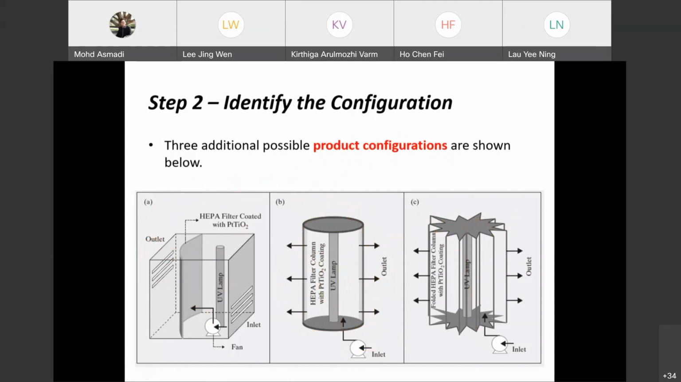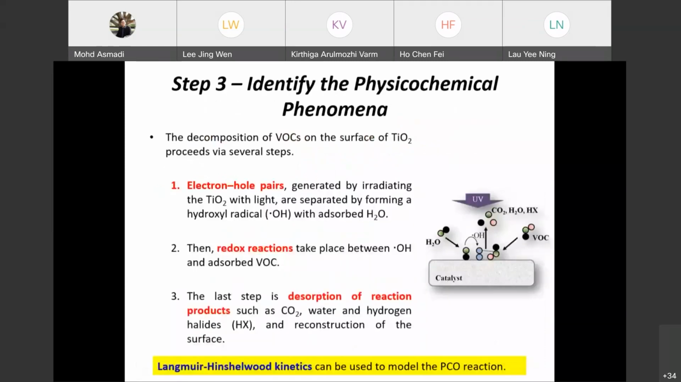After that, we identify the physical and chemical phenomena. This is the mechanism, or the reactions. The decomposition of VOC is due to the redox reaction and also producing hydroxyl radicals. The electron-hole pairs react with H2O on the surface. This is more to Langmuir. We call it a bimolecular reaction, and bimolecular is Langmuir.